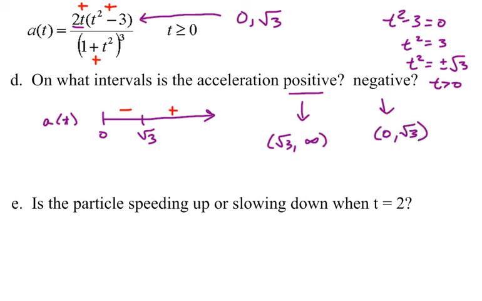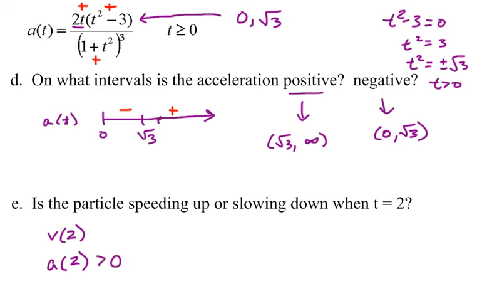All right, our last question is asking us if we are speeding up or slowing down when t equals 2. So we have to know something about the velocity at 2 and the acceleration at 2. But we actually only need the sign. Now, if I look at the chart up here, I know that 2 is greater than root 3 because 2 is root 4. So I know that that's sitting right over here somewhere, and it's positive. So I know that a of 2 is greater than 0.